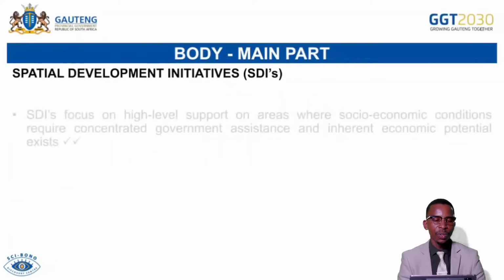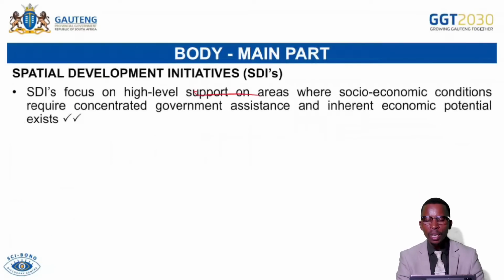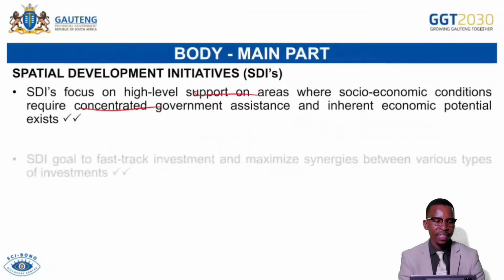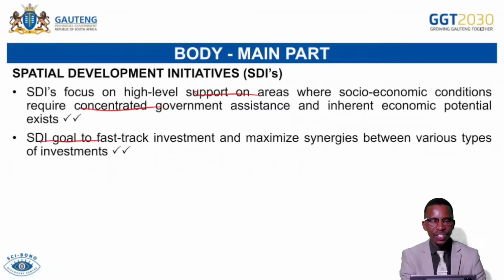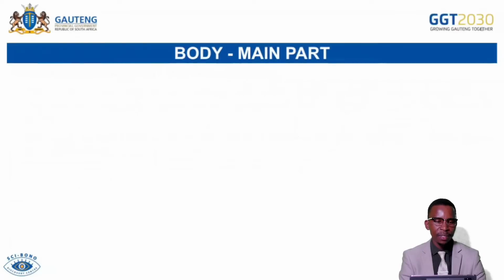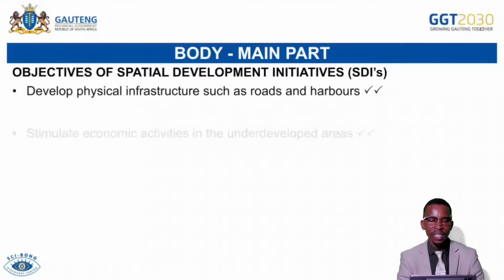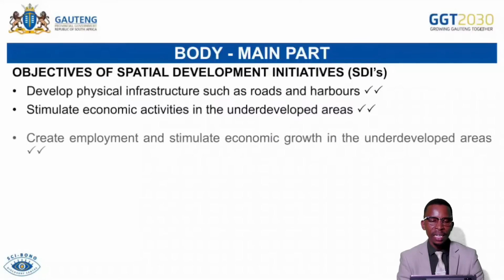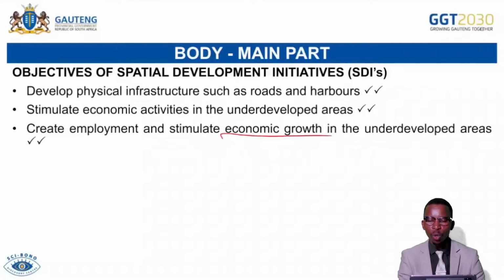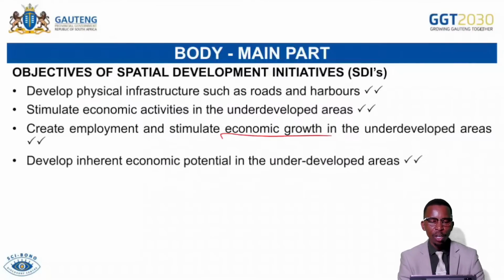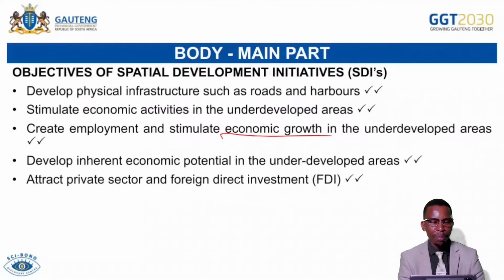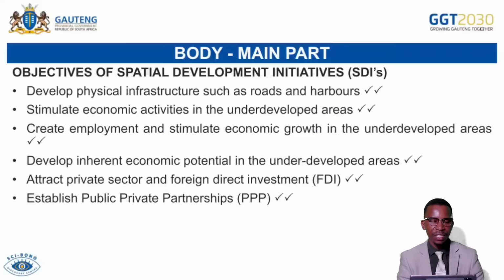And then we continue. SDI focuses on a high level of support to areas where socio-economic conditions require central government assistance and where inherent economic potential exists. The SDI goal is to fast-track investment and maximize synergies between various types of investments. And then we continue with objectives. Develop physical infrastructure such as roads and harbors, stimulate economic activities in underdeveloped areas, create employment and stimulate economic growth in underdeveloped areas, develop inherent economic potential in underdeveloped areas, attract private sector and foreign direct investment, FDI, and establish public-private partnerships.